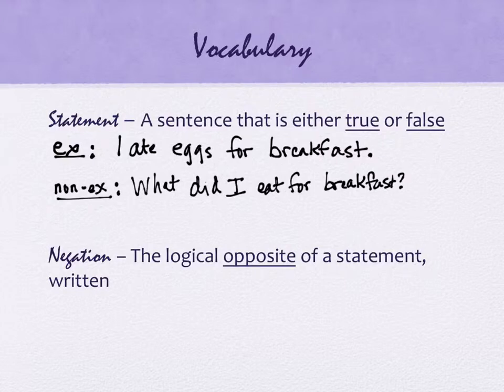A negation is the logical opposite of a statement. And if a statement is written as P, then the negation is written as tilde P. So tilde means opposite of. It looks a little bit like a negative sign when we do algebra. So for the example that I gave, it works pretty well, right? If I use the example from above, that's I ate eggs for breakfast.